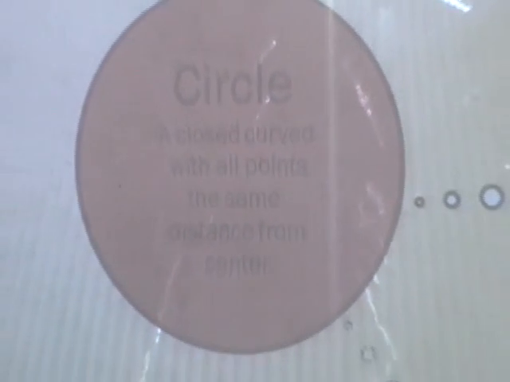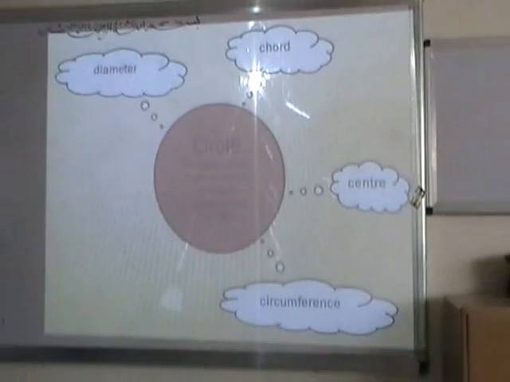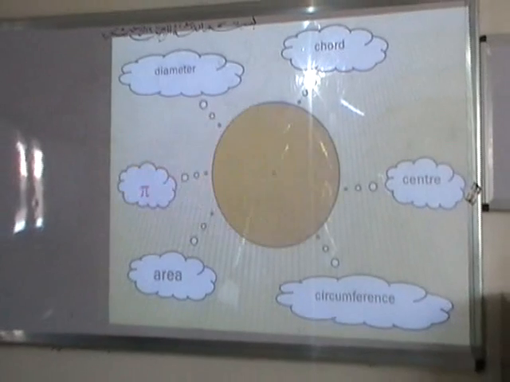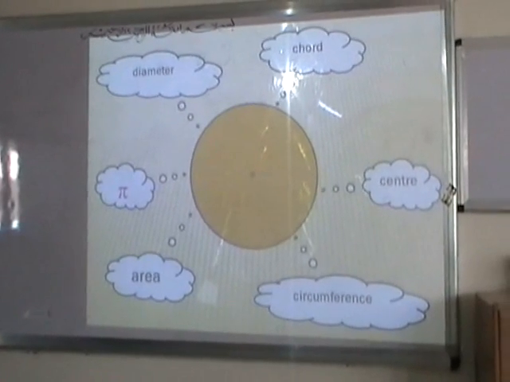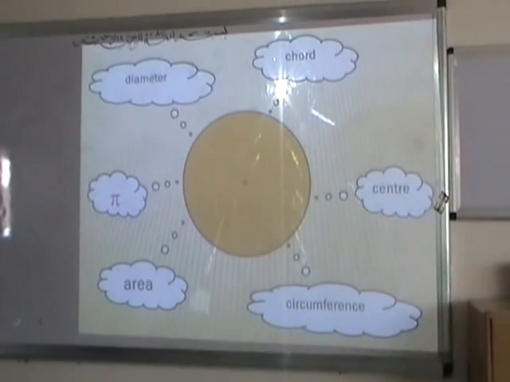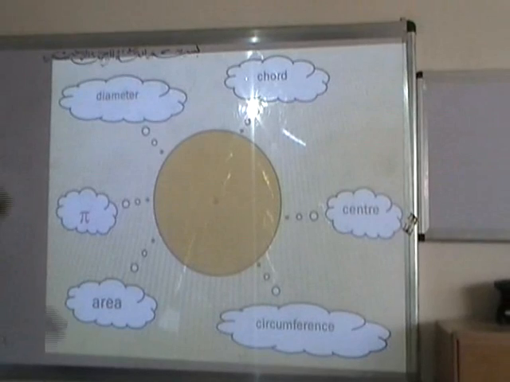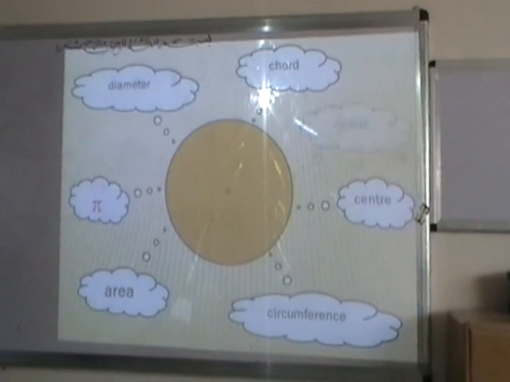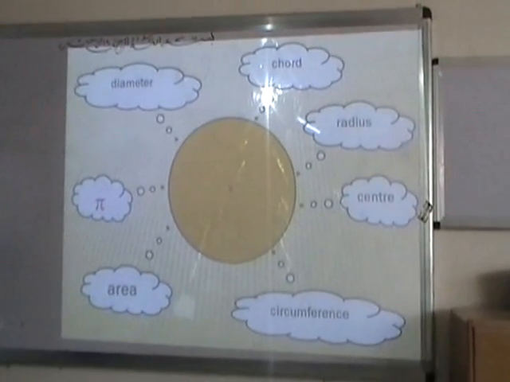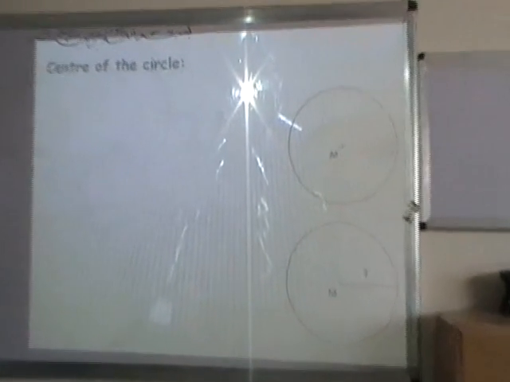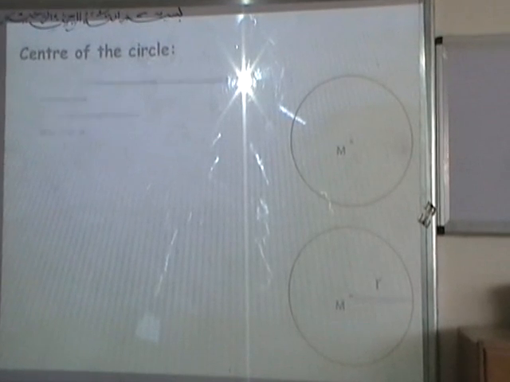Let's see, I have the center. I have a chord, circumference, diameter, pi, area, and a circle. This is the family of the circle. So, let's recognize its family and let's know all of these members of the family. I have the radius. We forgot the radius. Now we will start with the first member of the circle. It's the center of the circle.